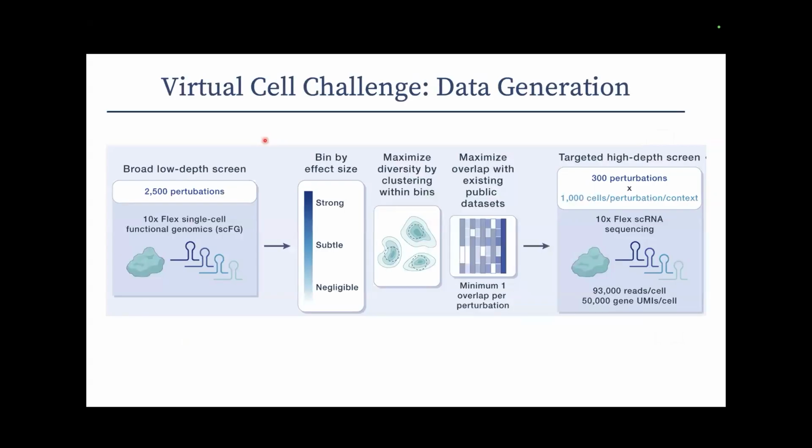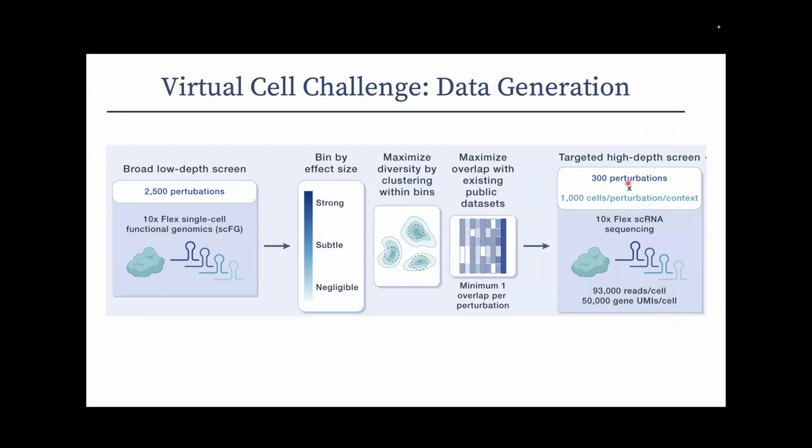I also just want to make a small point that the data generation for this challenge was a very long and involved process. We wanted to be very strategic in the perturbations that we selected. We also wanted to really deeply sequence and have very high cell coverage. So the way that we did that was we first ran a low depth screen over 2,500 perturbations in human stem cells. Then we looked at the perturb-seq data for that cell line, and we grouped different perturbations by their effect sizes. We clustered them by phenotypic diversity, and then we carefully picked perturbations that had maximal overlap with existing data sets so that different teams can train on existing data sets.